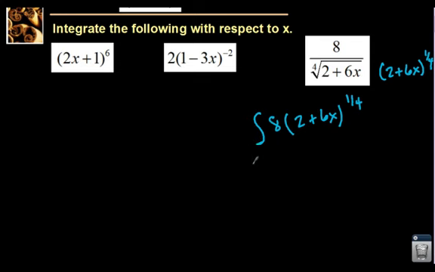So when I do that, I end up with, alright, here we go. 1 over my a value, which is positive 6, times my new exponent, which is 1/4. Oops, sorry, it should be negative 1/4. Negative 1/4 plus 1, which is 3/4. So 1 divided by 3/4.